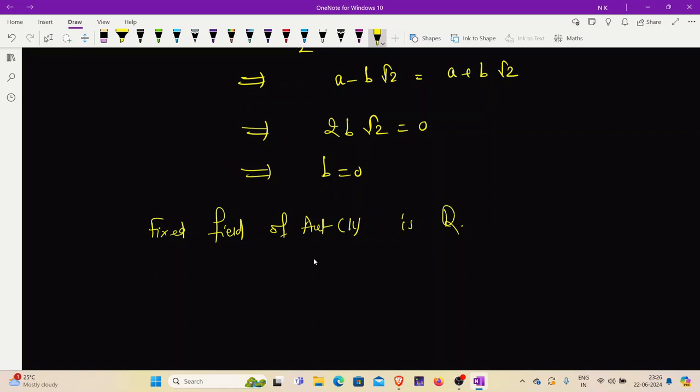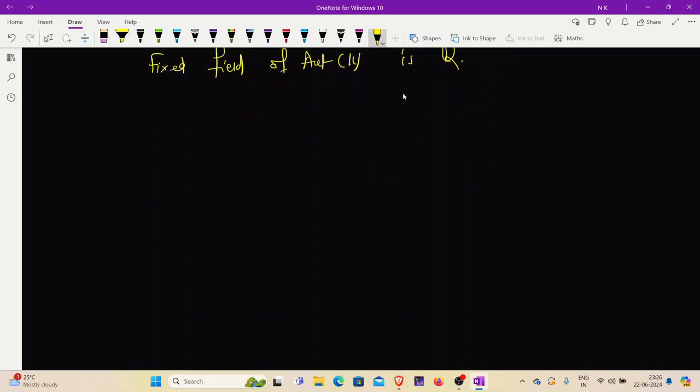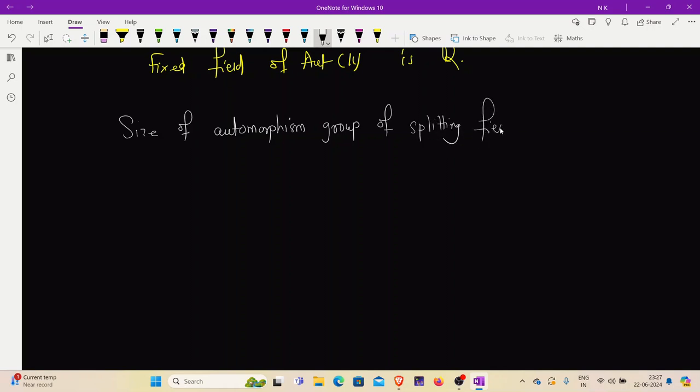Now we are moving to a very interesting and important fact, that is the size of the automorphism group of a splitting field. Okay, so the next point of discussion is the size of the automorphism group of a splitting field. So let's start with this.